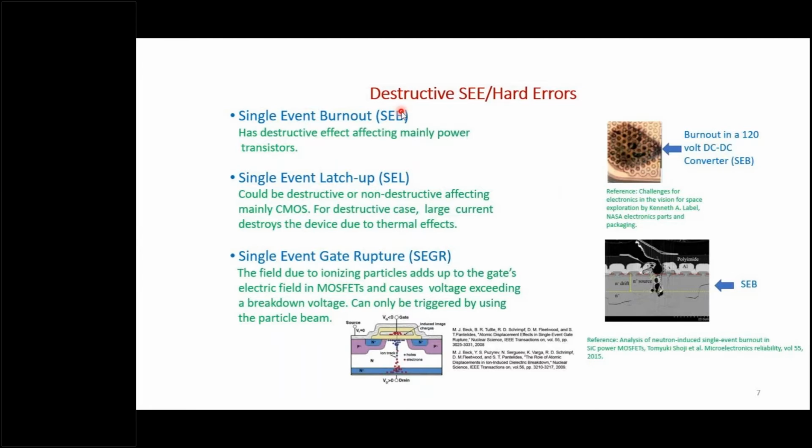And finally, we have the single event gate rupture, which happens in MOSFETs. And this, I will talk about this later, is the only effect that cannot be triggered by the optical method. It requires the bombardment by a charged particle. So what happens is that in the MOSFET the gate is struck by a charged particle and it gets ionized and it shorts the source.